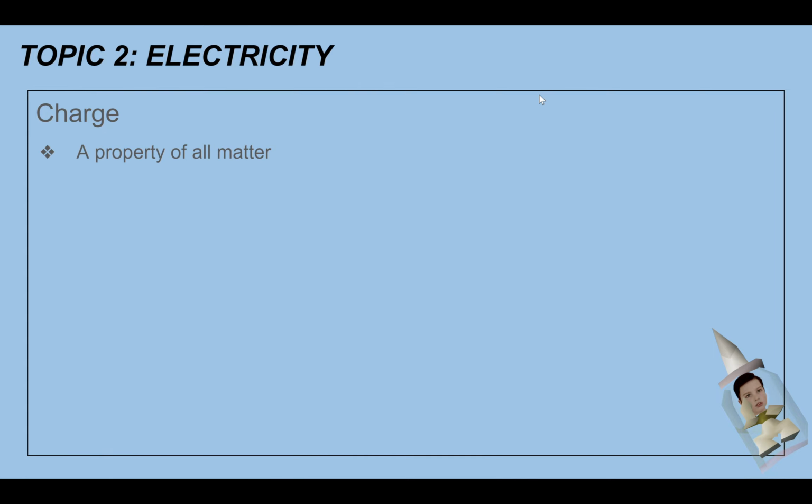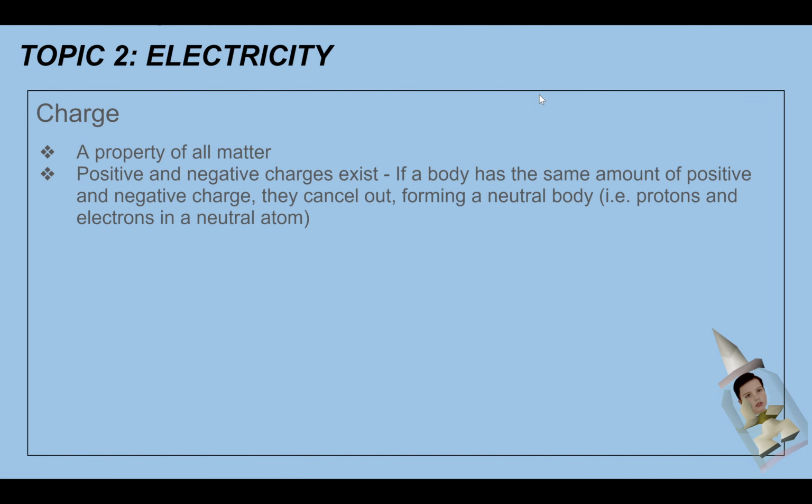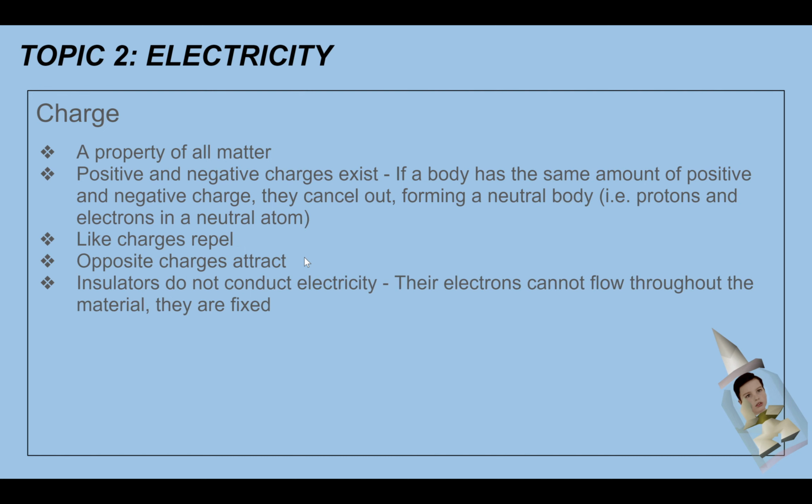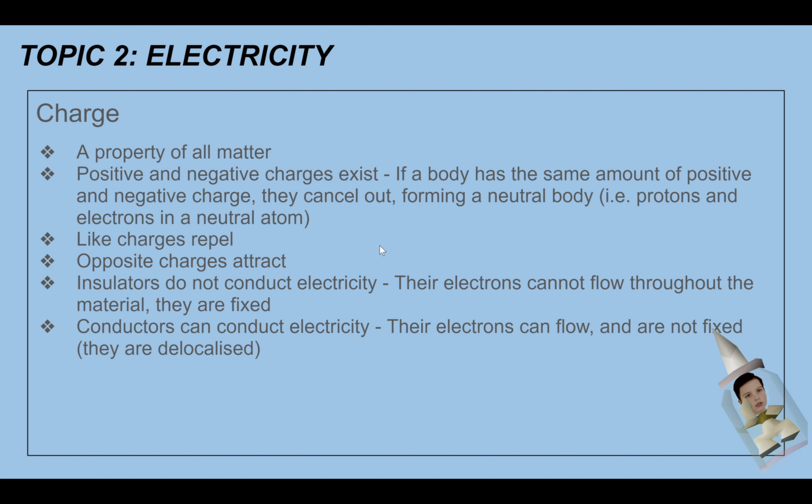Charge, a property of all matter. Positive and negative charges exist. If a body has the same amount of positive and negative charge, they cancel out, forming a neutral body, i.e. protons and electrons in a neutral atom. Like charges repel, opposite charges attract, and insulators do not conduct electricity. Their electrons cannot flow through the material, they are fixed. Conductors can conduct electricity. Their electrons can flow and are not fixed.